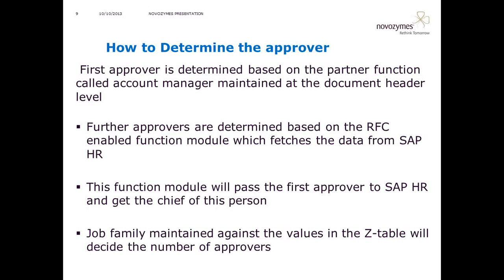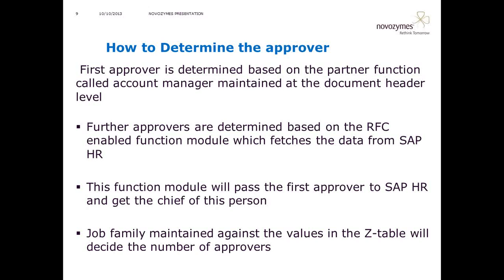And as I told you, this function module will pass the first approver to SAP HR and get the chief of that person. As such, in our SAP HR setup, there is no clear-cut demarcation between sales and finance. There is no field that says this person belongs to sales or this person belongs to finance. So just to have a clear-cut demarcation between the sales approvers and the finance approvers, we have come up with a functionality called job family, which we are maintaining in a Z-table. A Z-table is nothing but a table that is created in the database to store some values.